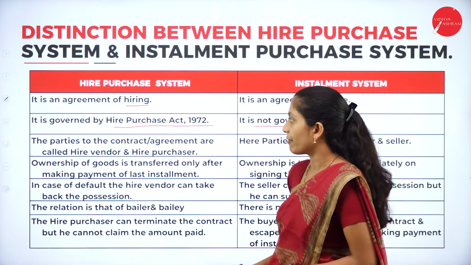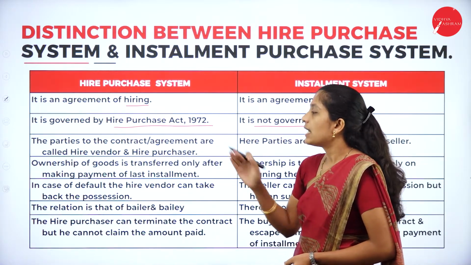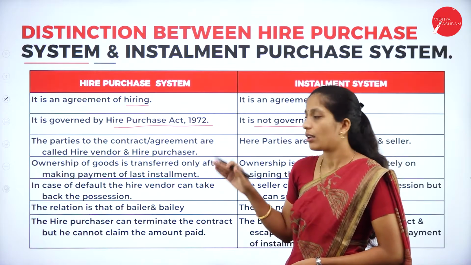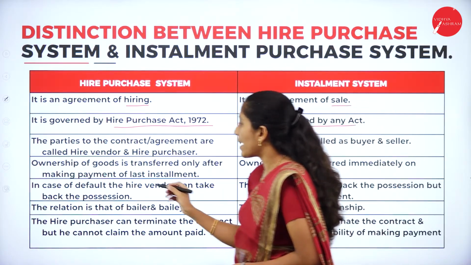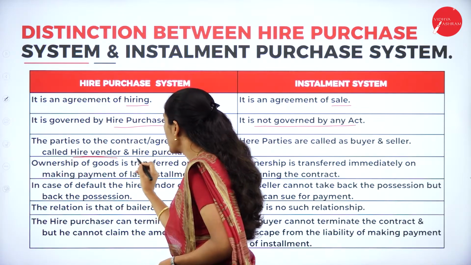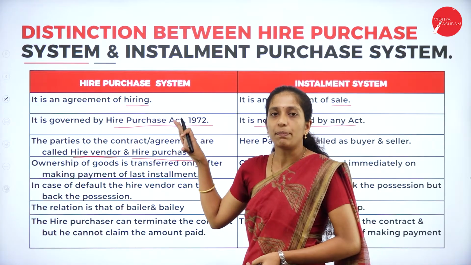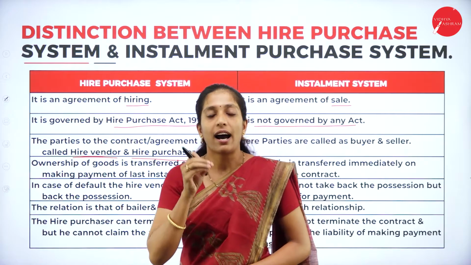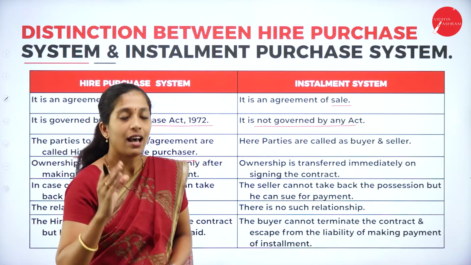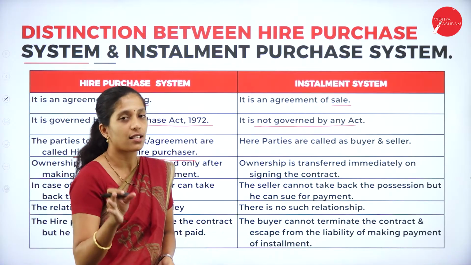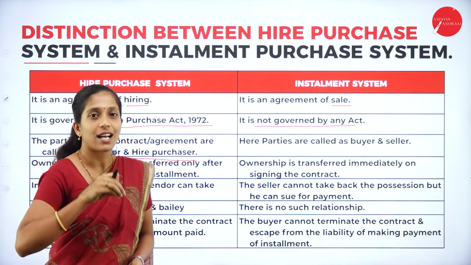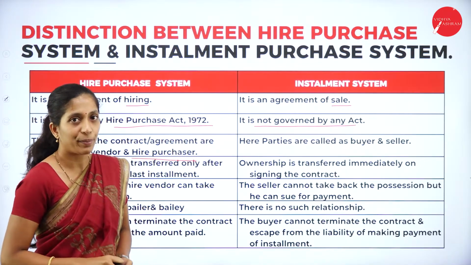So this is the second difference. Now coming to the third difference, the parties to the contract or agreement are called hire vendor and hire purchaser. So this I have told you, under hire purchase system there are two parties, hire vendor or hire seller as well as hire purchaser. So there is a contract between this hire seller as well as hire purchaser.